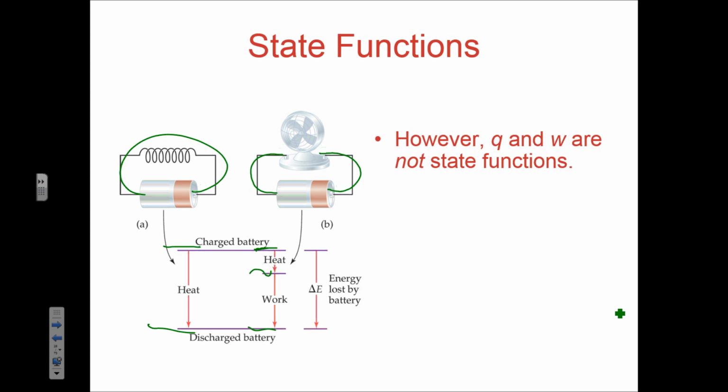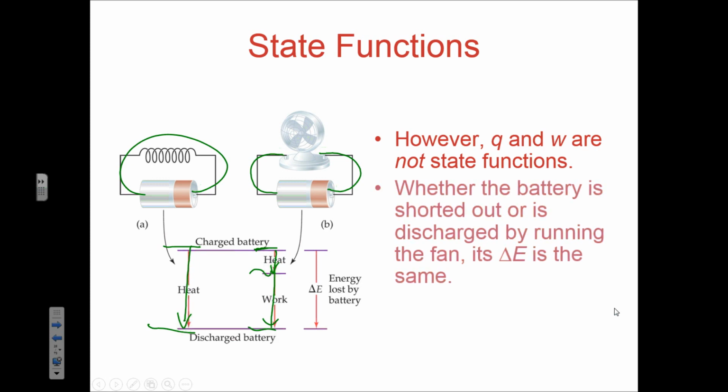Well, in those situations, whether it was all lost as heat or whether it's some heat and some work, when we go from the charged to discharged battery, the change in energy in both situations was the exact same. Even though we had different Q's and different W's, our paths were different. The overall delta E was the same between the two. So delta E would be an example of a state function. Whether it was shorted out and discharged or by running the fan, the delta E was the exact same. But in each case, the Q's and the W's would be different.